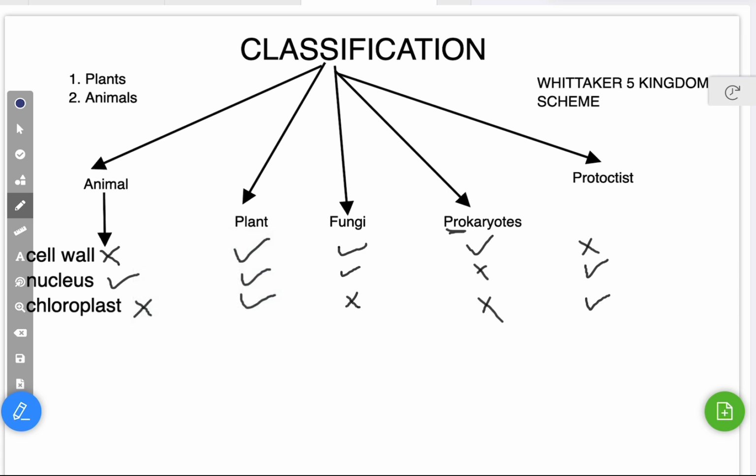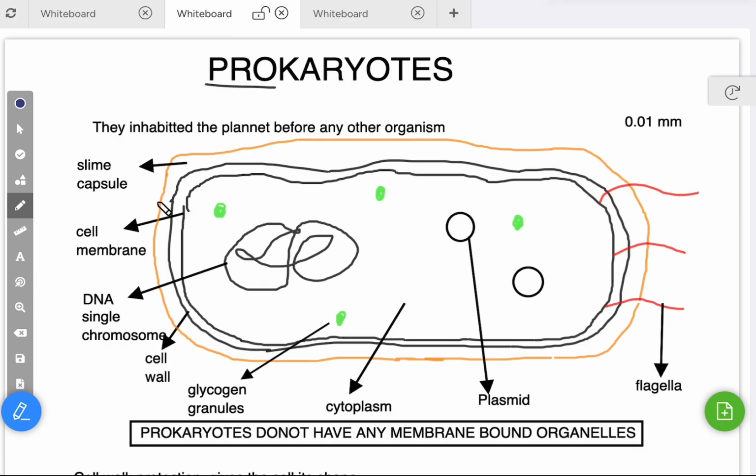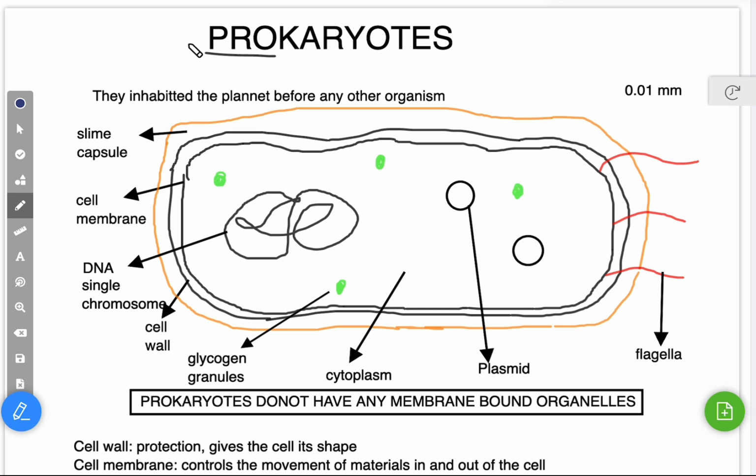For no cell wall, it's only animals and protists. For no nucleus, it's only prokaryotes. And for no chloroplast, it's animals, fungi, prokaryotes which do not have a chloroplast. Then we also discussed the structure of a prokaryote.